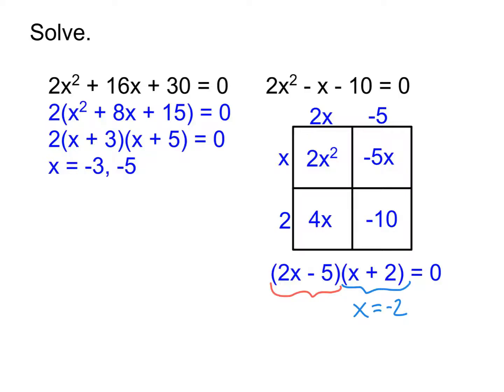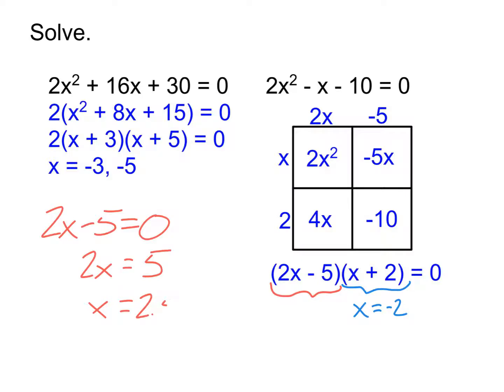If you can't, there's an easy way to figure it out. You want to know what makes 2x minus 5 equal 0. So you can write it as its own little equation there and solve it. So we add 5 to both sides, and then we divide both sides by 2. 5 divided by 2 is 2.5, or 5 halves. Any of those are just saying the same thing. So there, x equals 2.5.